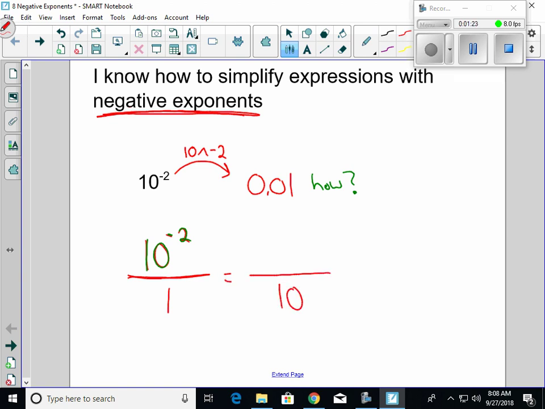And when I switch it, I'm going to change the exponent. It was negative, but now in the denominator, it's going to be positive. I do need a place value holder for the top of that fraction, so I'm going to put a 1 on top. Now, these are going to be your final answers. If we put that in the calculator, we would get 0.01. But for these problems, we're just going to simplify it so that they do not have negative exponents.